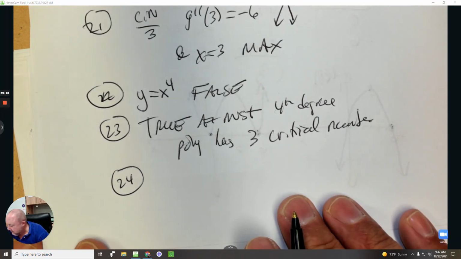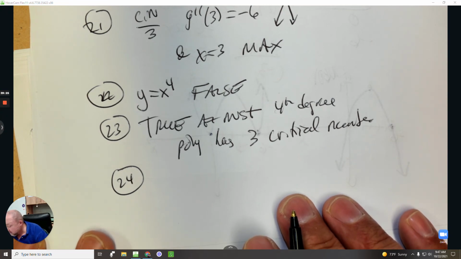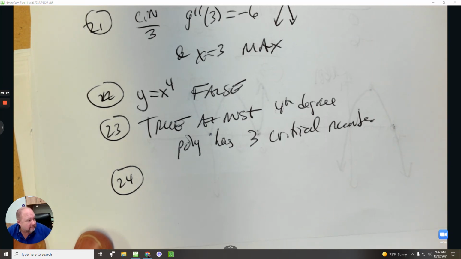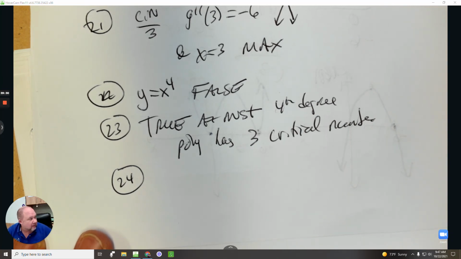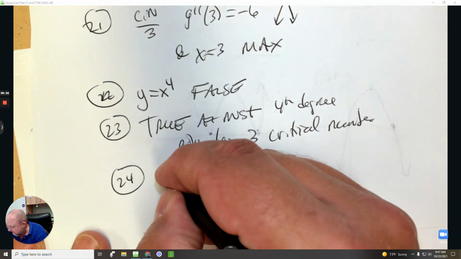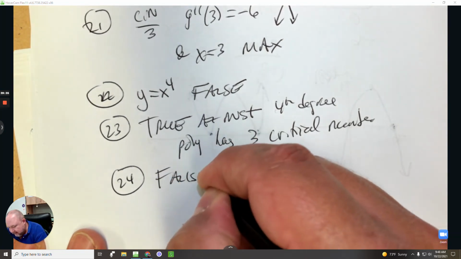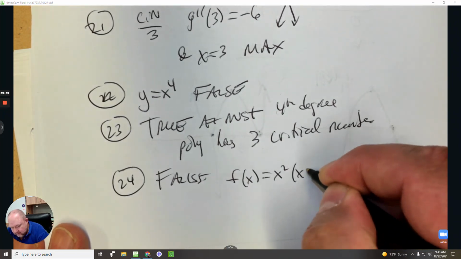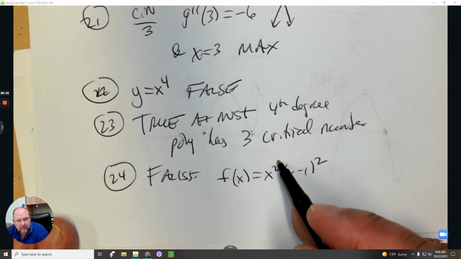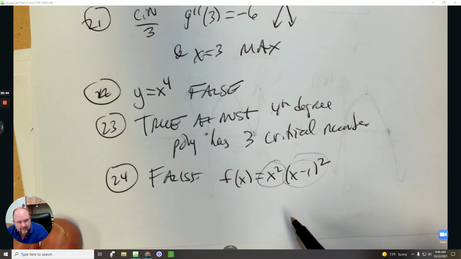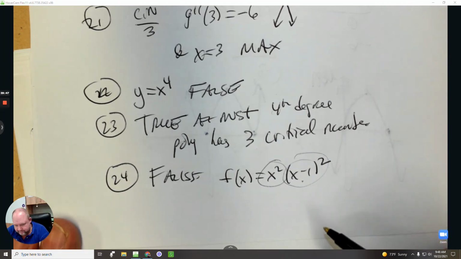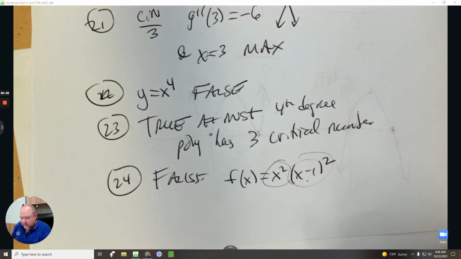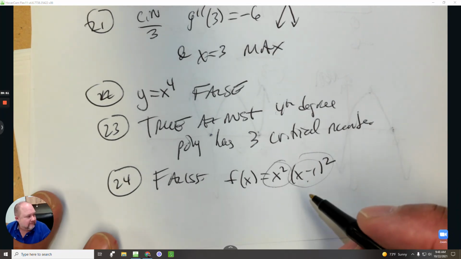24. If a poly has 2 critical numbers, one must be a max and the other must be a relative minimum. So if you have 2 critical numbers, could they both be maximums or both be minimums for number 24? And of course that's false. What's an example where you could do it? And so here's an example where both of these would be minimums, for the 2 critical numbers that you get out of it. All right.